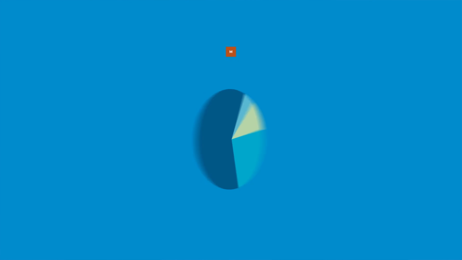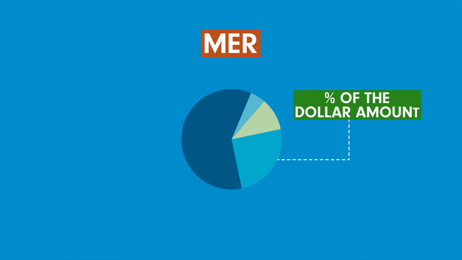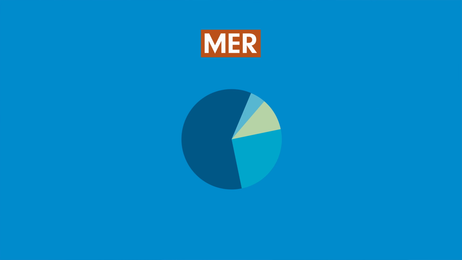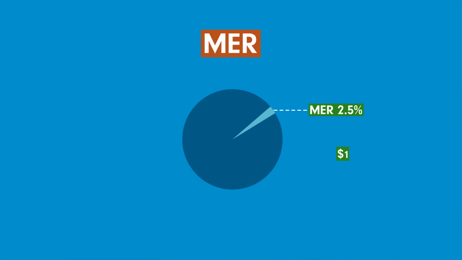The MER is expressed as a percentage of the dollar amount of a fund's investment. MERs can vary widely among funds. For example, if the fund's MER is 2.5%, your investment of $10,000 incurs an annual fee of $250. This means your returns are reported after the MER is deducted.